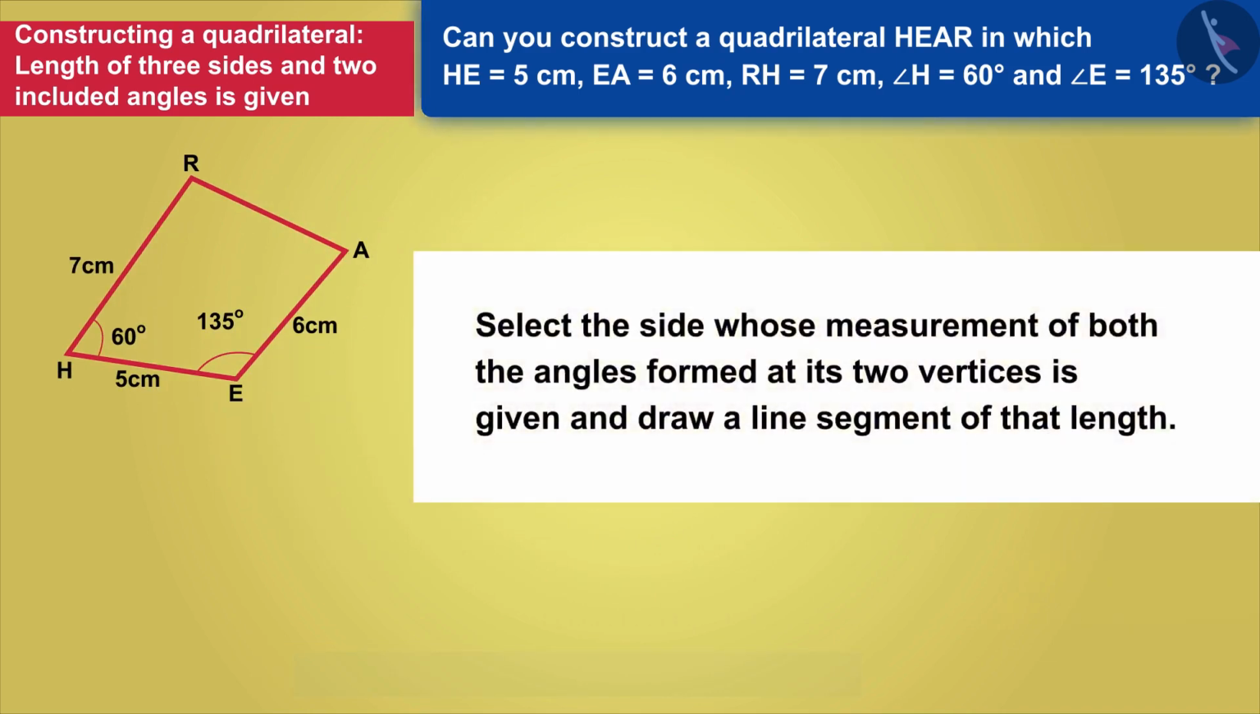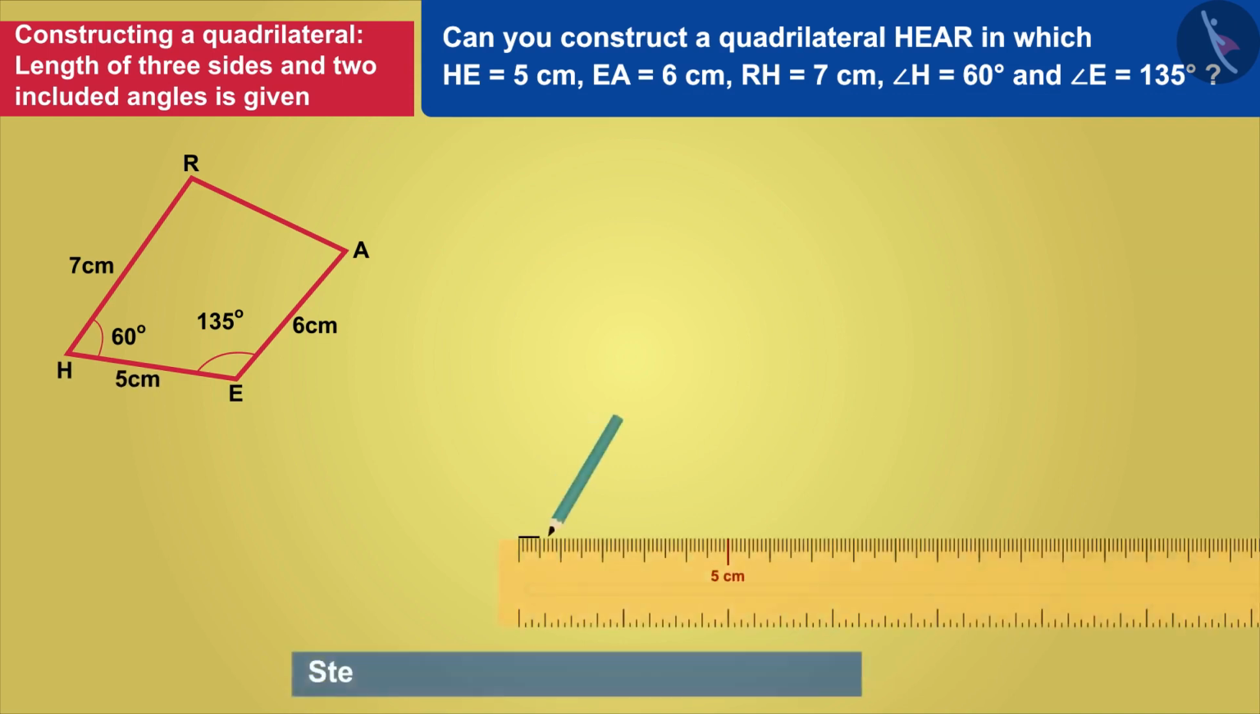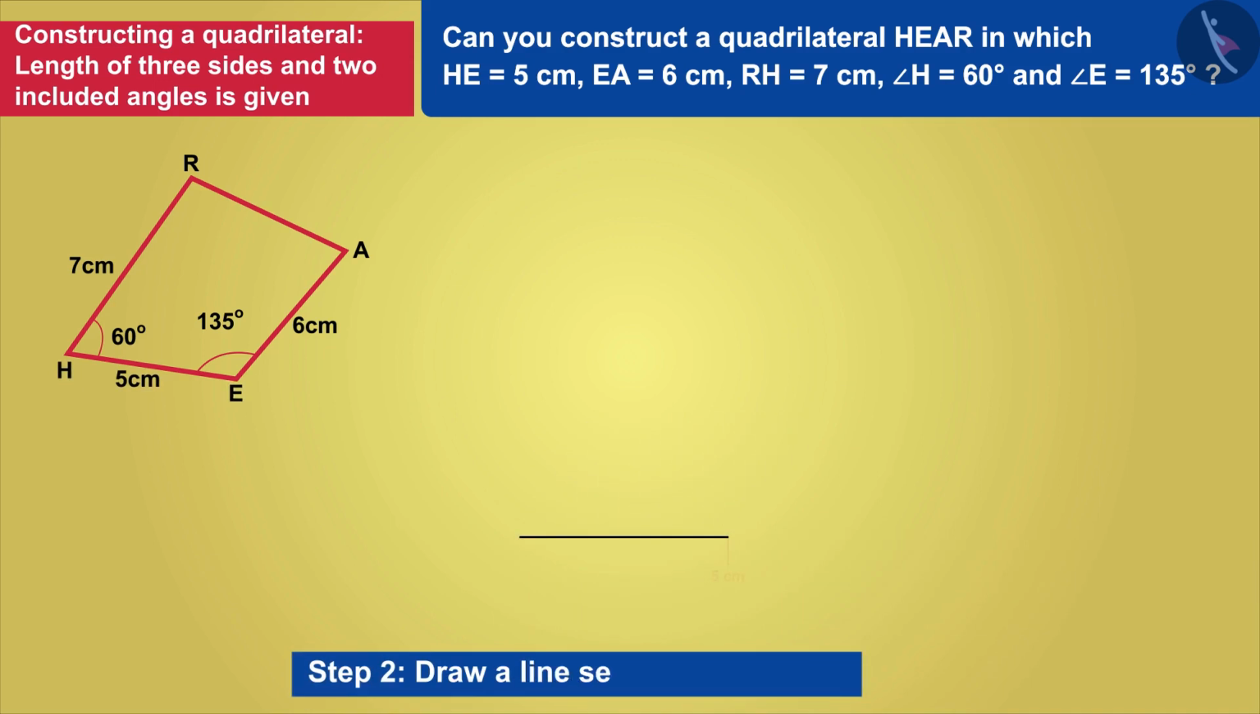Select the side whose measurement of both the angles formed at its 2 vertices is given and draw a line segment of that length. Since we know the value of angle H and angle E here, we will draw a line segment of length 5 centimeters, selecting the side HE and construct it and name it HE.